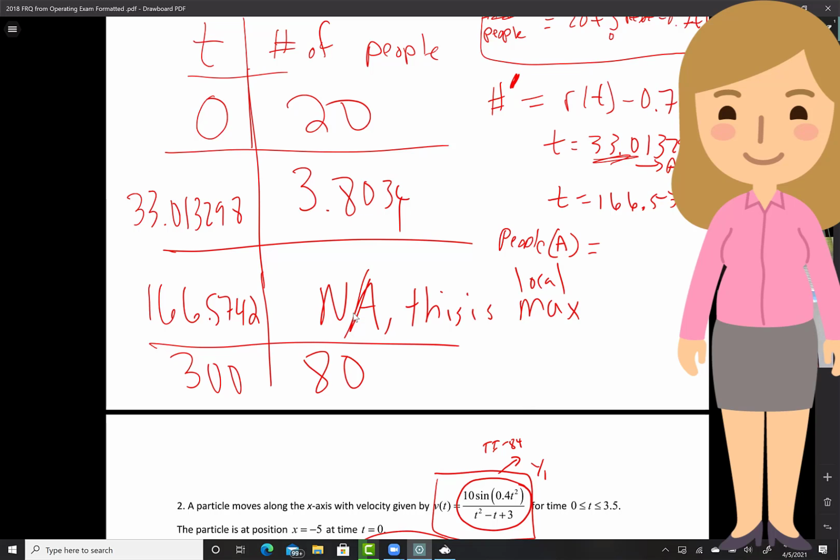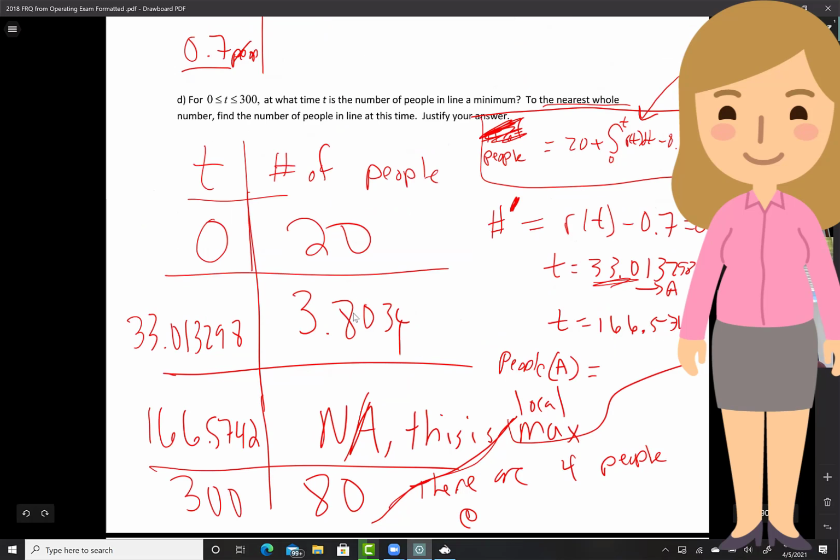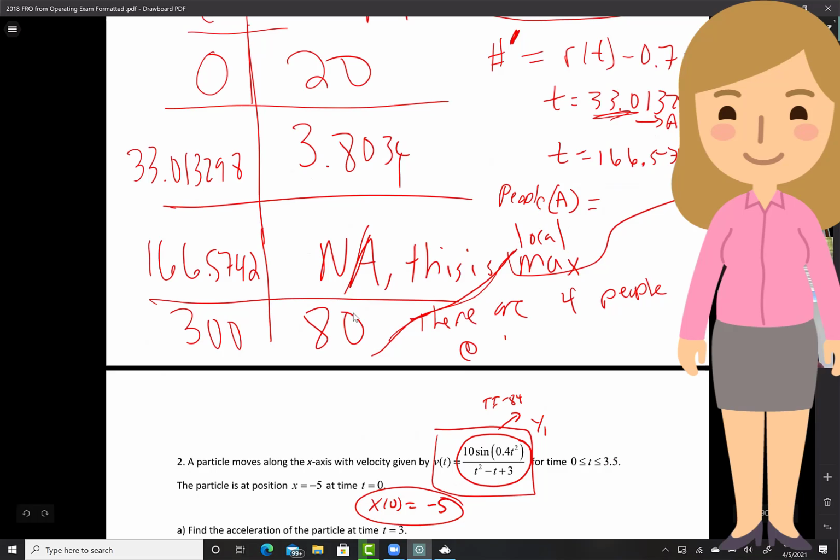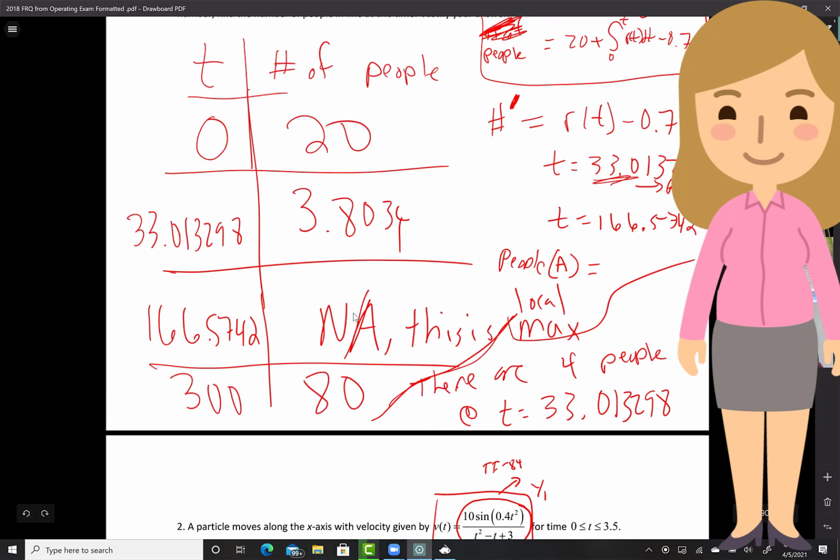All right, I'm going to say there are, and try not to write it as bad as I'm writing it, guys. There are 4 people at, to the nearest one, I'll find the number of the line, justify your answer. There are 4 people at t equals 33.013298. Did they give me times, seconds or something?